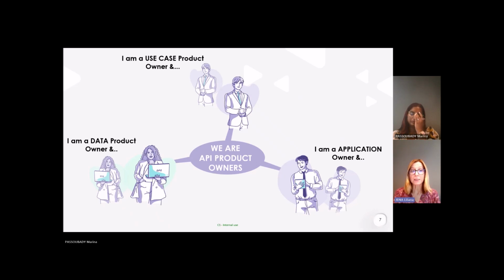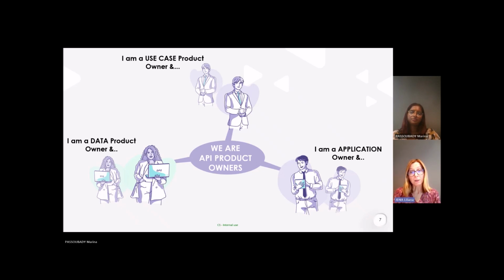For the business APIs, as I said, we have the data product owner, who is in charge of the data, and is also the API product owner because it's the person who knows best the meaning and the business value of the data. And for the consumer APIs, the use case product owner is also the API product owner because he understands best which type of data needs to be consumed by his project.